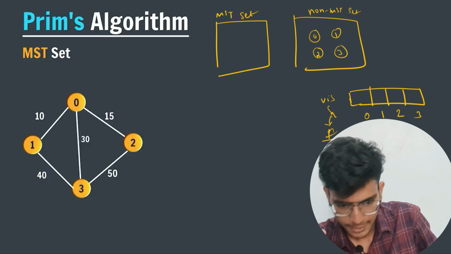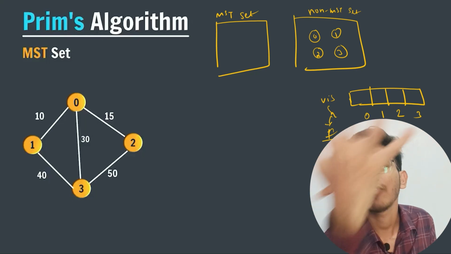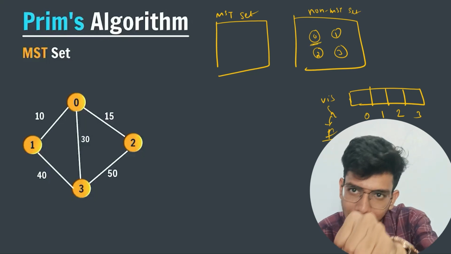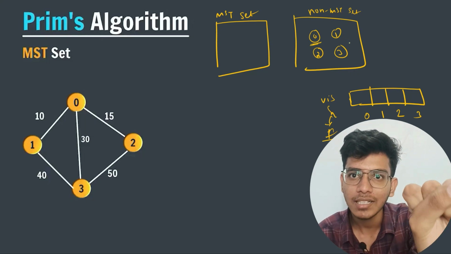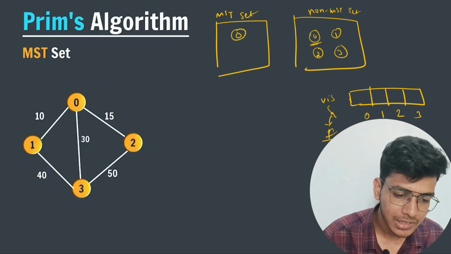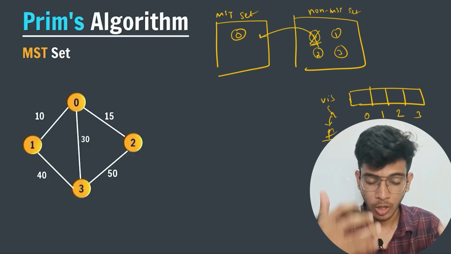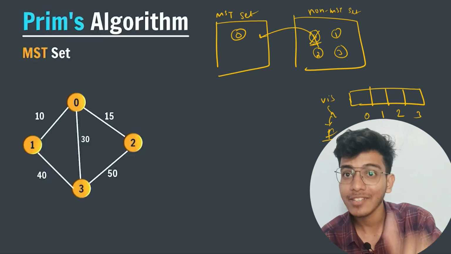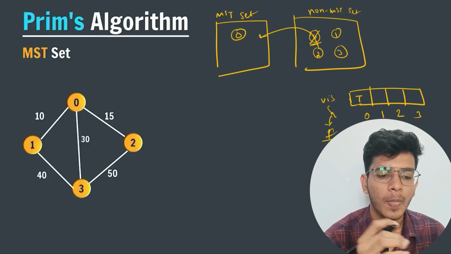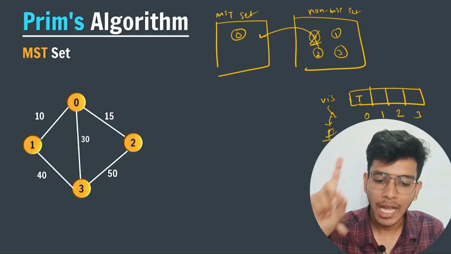Now after adding all the nodes to the non-MST set, I will take any one of the nodes. For example, I am taking 0. I will remove 0 from the non-MST set and add it into my MST set. Then I will make visited of 0 as true. Now if you observe the sets, in the MST set I have 0, in the non-MST set I have 1, 2, 3.